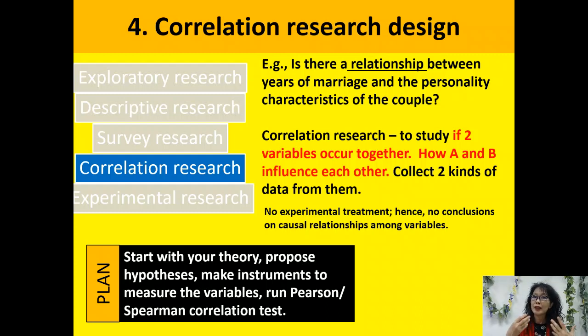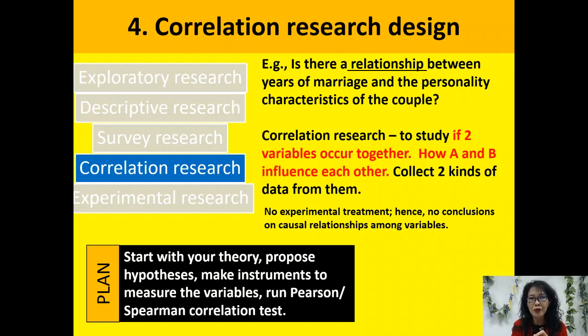So we start with the theory because the theory would explain that there might be certain relationships between A and B. We make instruments to make sure that we do collect data about A and B from a particular person. Only then we can correlate them later using Pearson or Spearman correlation test.